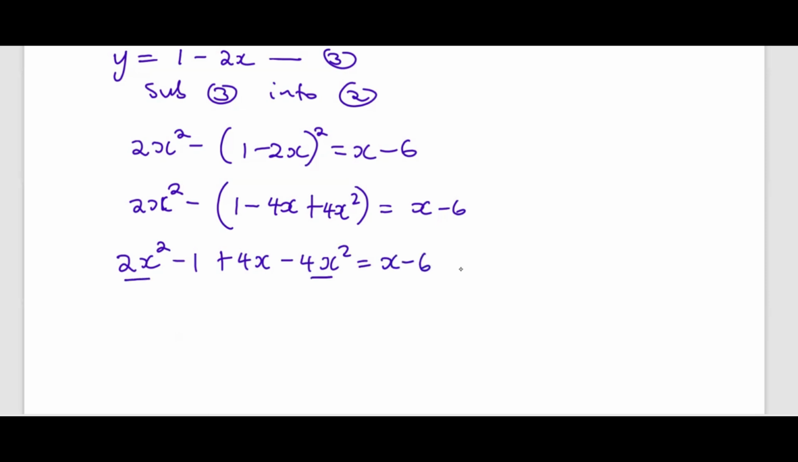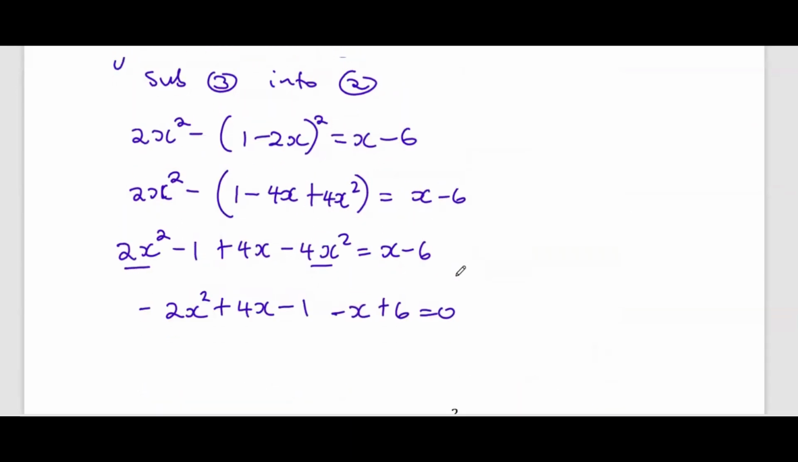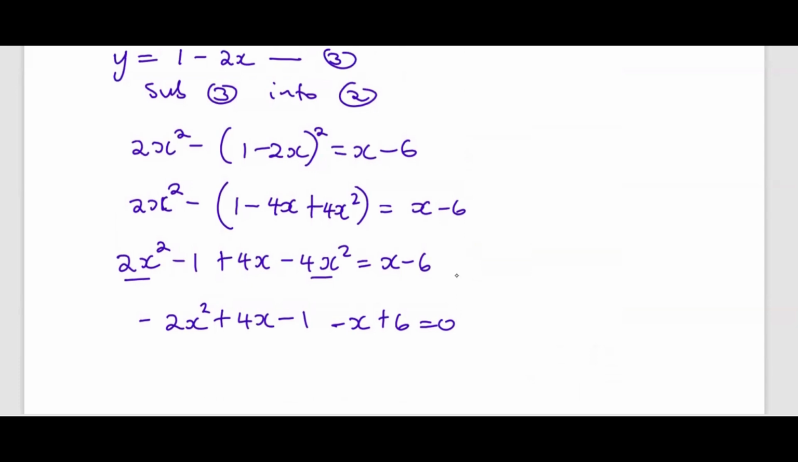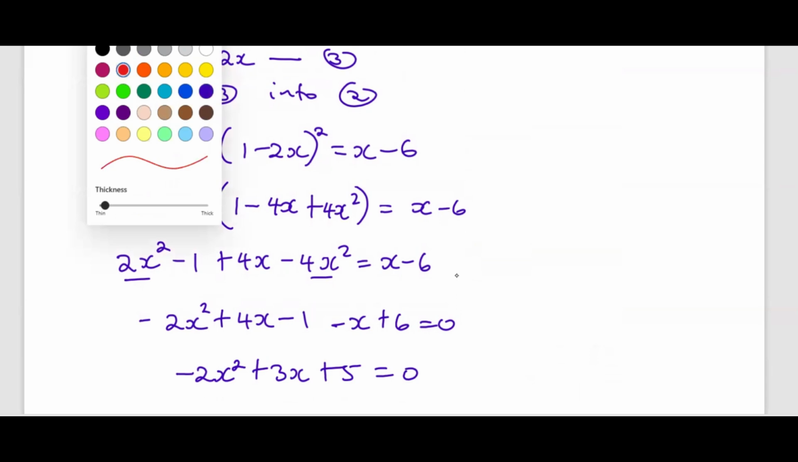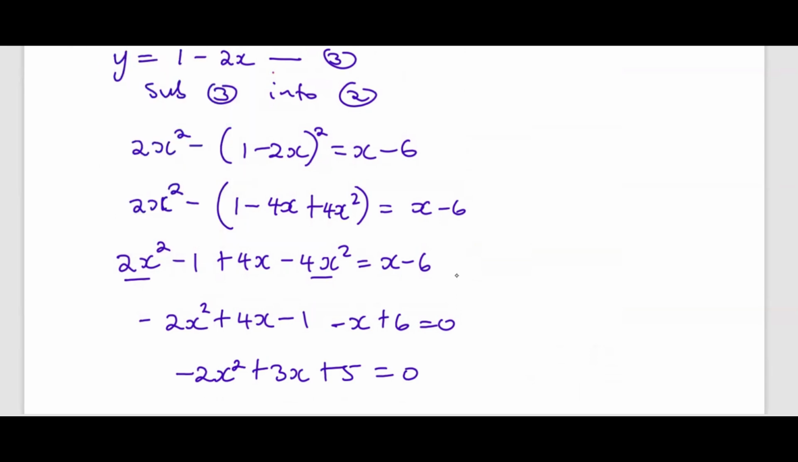Okay, let's collect the like terms. So negative 2x squared plus 4x minus 1 minus x plus 6 is equal to 0. Then I simplify this further. I'll have just negative 2x squared plus 3x, and then plus 5 is equal to 0. Then all I'll do is divide through by a negative so that I have 2x squared minus 3x minus 5 is equal to 0.